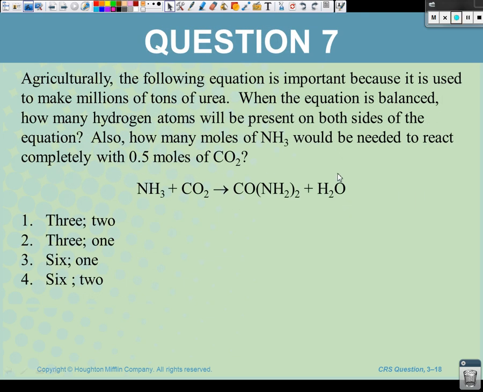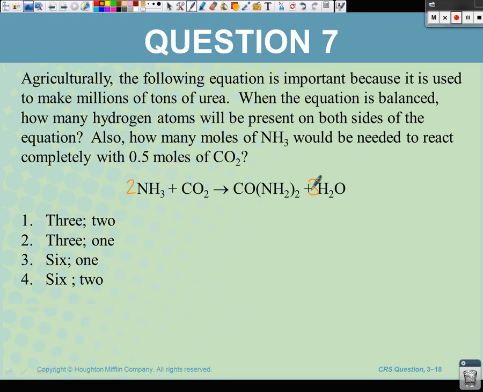Okay. Agriculturally, the following equation is important because it is used to make millions of tons of urea. When the equation is balanced, how many hydrogen atoms will be present on both sides of the equation? Also, how many moles of NH3 would be needed to react completely with 0.5 moles of CO2? Well, let's balance it first. All right, I've got 1 N, 2 N's, 1 C, 1 C, 2 O's, 2 O's, 3. So I already know that I'm probably going to need a 2 here and a 3 there. Does that get me what I need?